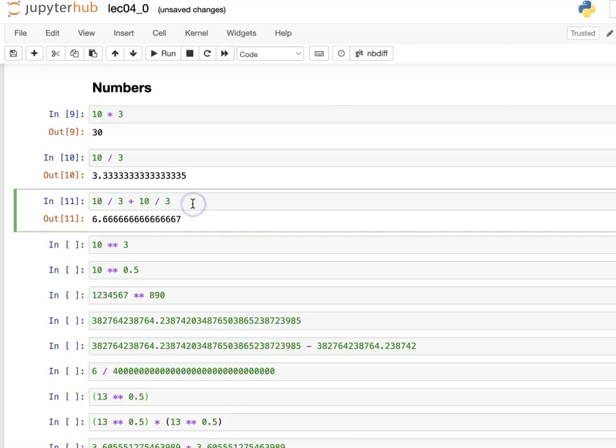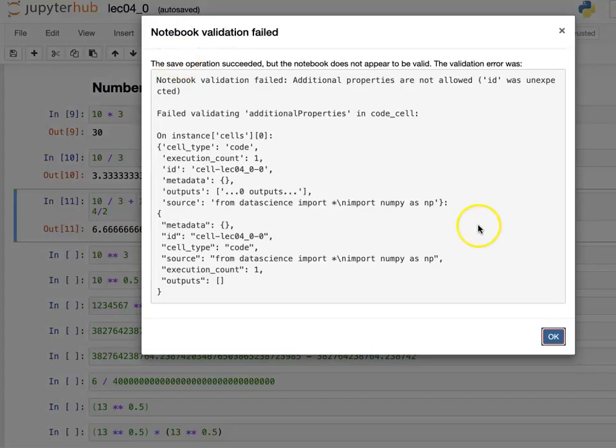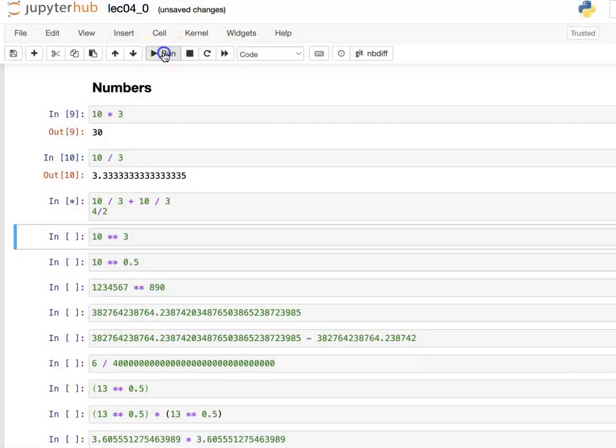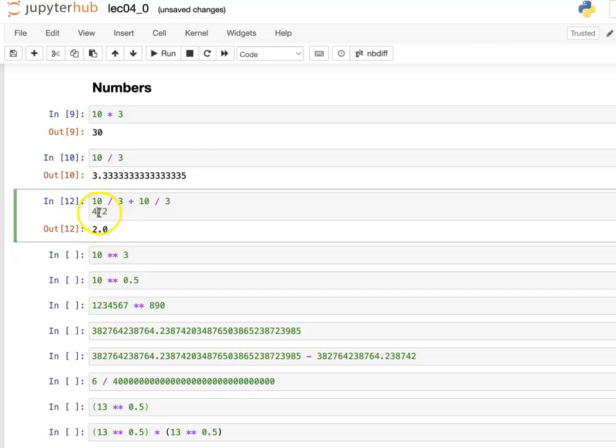Also, let me show you one more thing. Okay, I think we showed you this one before as well. Yeah, 4 divided by 2. Okay, you can see 4 divided by 2 is 2.0. So as we told you before, division always comes with a float number. But you can also think about division as a fraction. So a fraction of course is a float number.